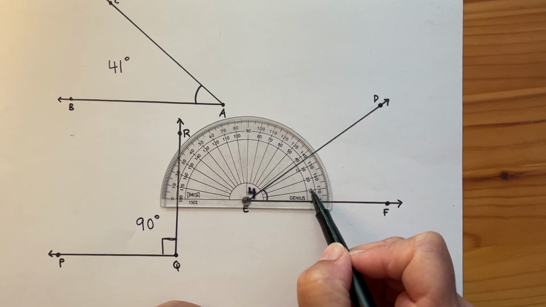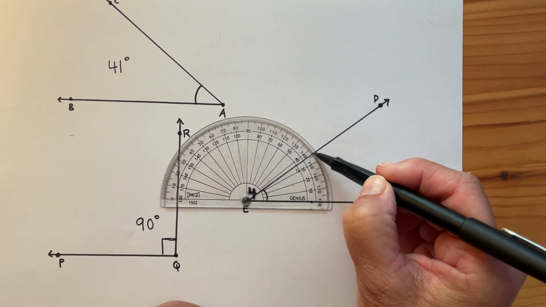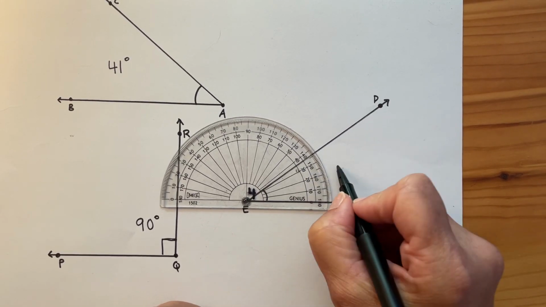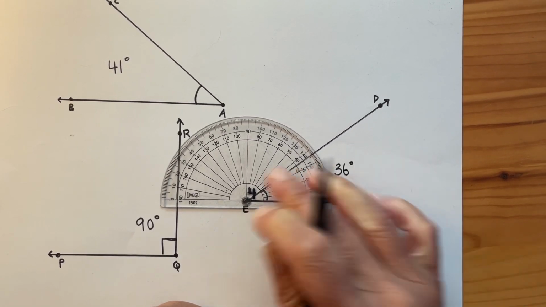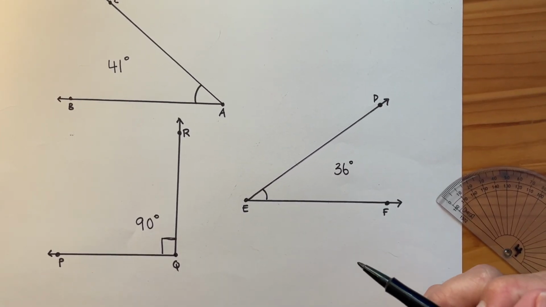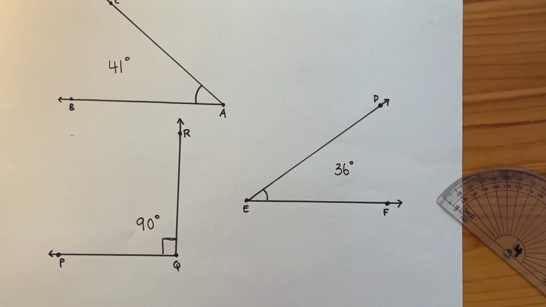So 0, 10, 20, 30. And I do have to look at these little notches here. So it's a little over 35. I'm going to say 36 degrees. Does that make sense? Yes, that's an acute angle. So it makes sense that it's 36 degrees. Okay, I'm going to show you one more thing.